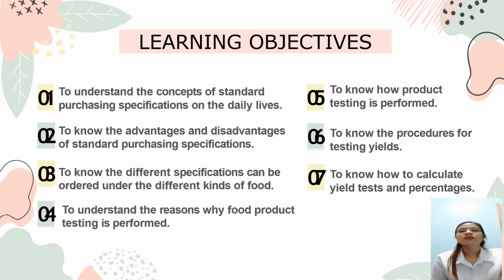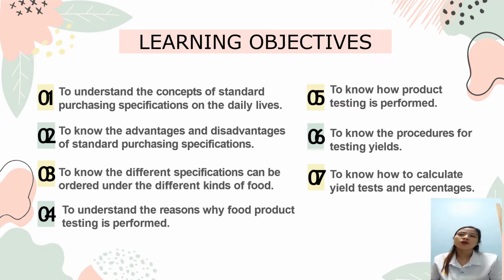So we have a learning objective. Number 1, to understand the concept of standard purchasing specifications in daily lives. Number 2, to know the advantages and disadvantages of standard specifications. Number 3, to know the different specifications that can be ordered under the different kinds of foods.